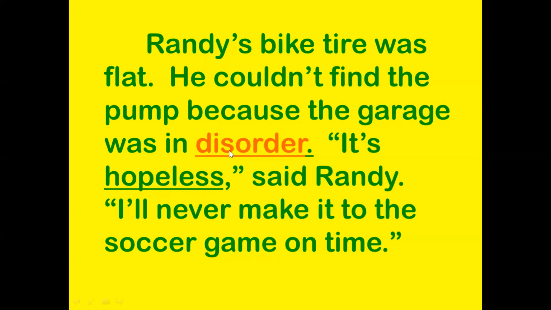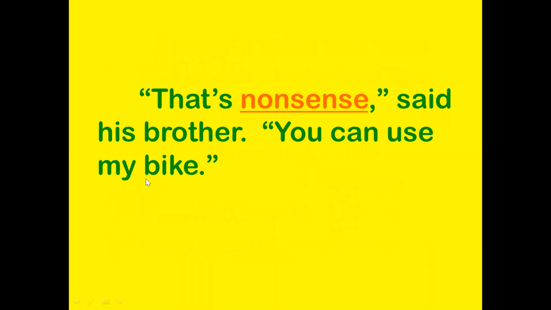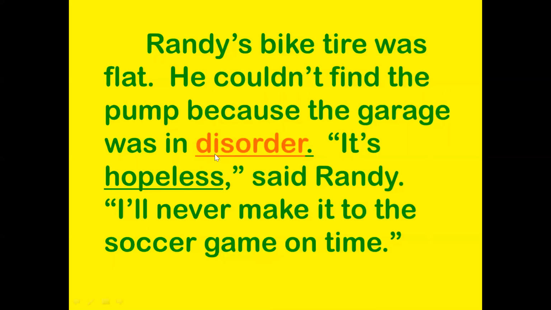Like you can see disorder. This word disorder has got the prefix dis, because a prefix is always added to the beginning of the word. You can see the word order has got the prefix dis, and the word hopeless has got the suffix less, because less is added to the end of the word and dis is added to the beginning of the word order. So a prefix is added to the beginning of the word order, and less is a suffix which is added to the end of the word hopeless, hope. Let's move to the next.